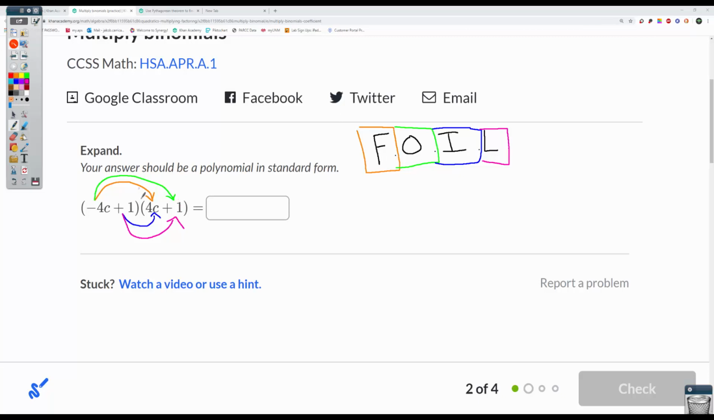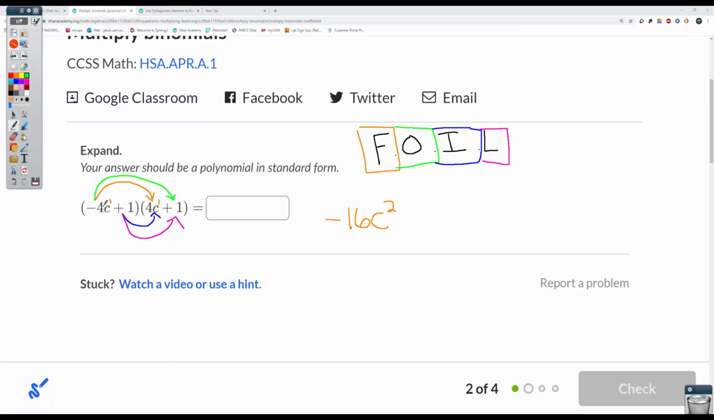Let's go ahead and actually do this as our second example. Okay, so we'll start with the first. These are the 2 terms boxed in orange, or have the orange arrow going from one to the other. So that's going to be negative 4c times positive 4c. So negative 4 times positive 4 is going to give us negative 16. And then c to the power of 1 times c to the power of 1 is going to give us c to the power of 2.